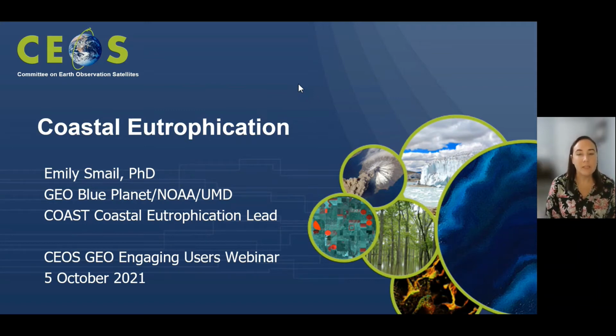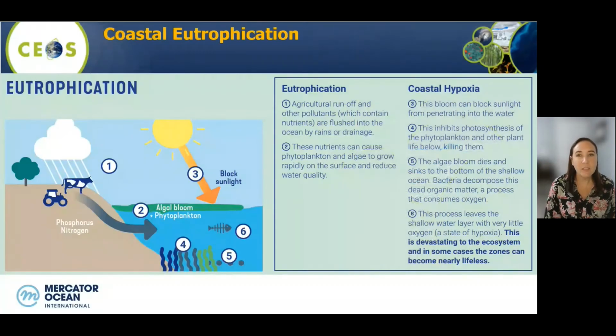Everyone, I am Emily Smail, and I am here today to talk to you about the coastal eutrophication activities in CS Coast. Eutrophication is a process where you get nutrient inputs that cause algal growth, and this can lead to a lot of detrimental impacts to the environment.